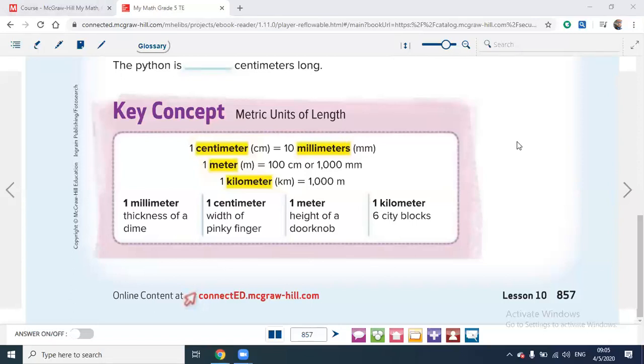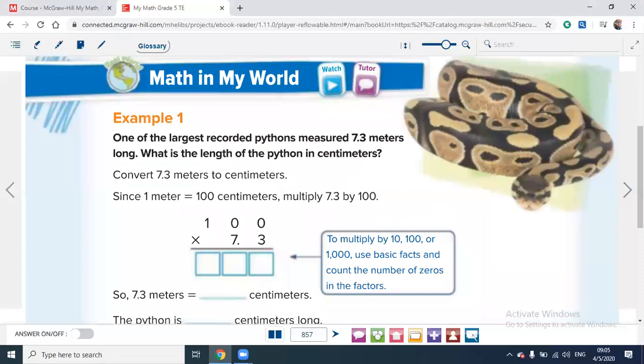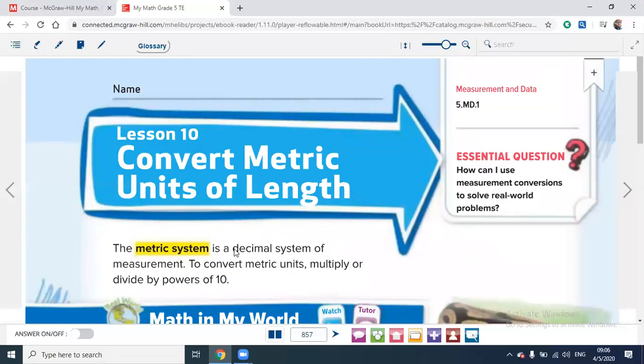The metric units. Metric system is a decimal system of measurement. To measure any object in our life, we use a metric system. We use it in the Middle East, in our countries. In other countries like America and Britain, we use other units like yard and feet. But in our countries in the Middle East, we use this metric system, a decimal system of measurement.